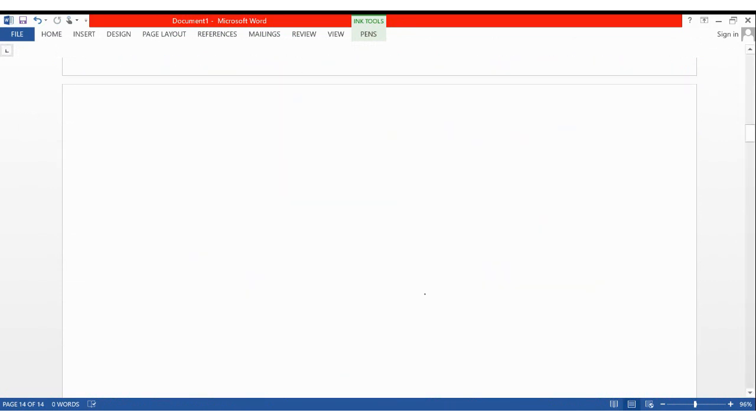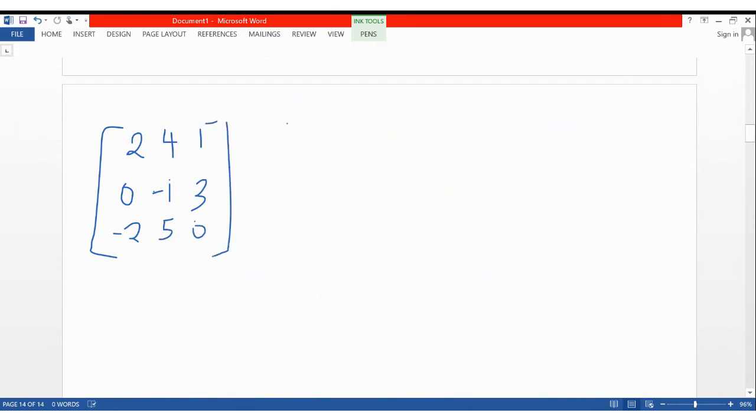We multiply this one. 2, 4, 1, 0, negative 1, 3. Negative 2, let's say 5 and 0, we multiply with 6, 1, 0, 2, and then negative 3, then negative 4.